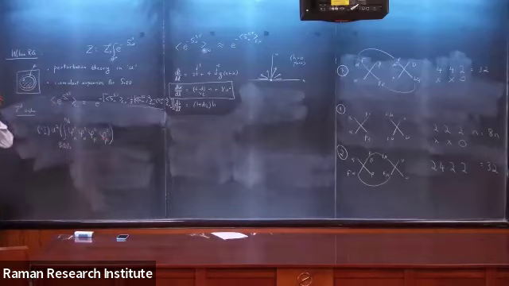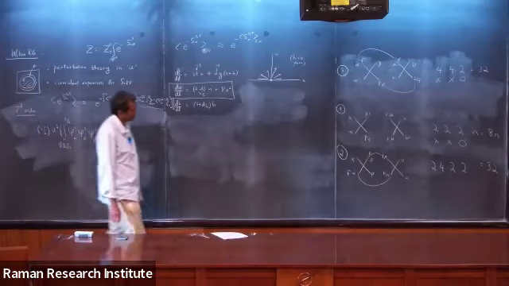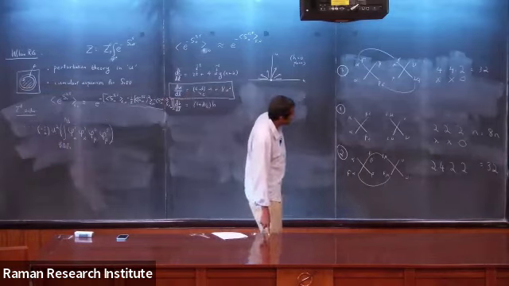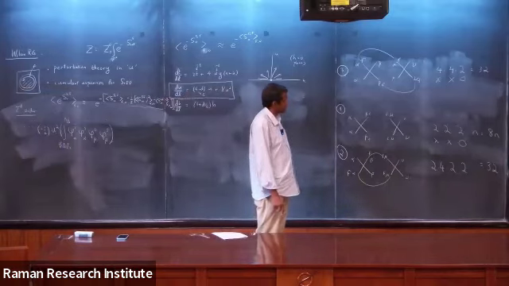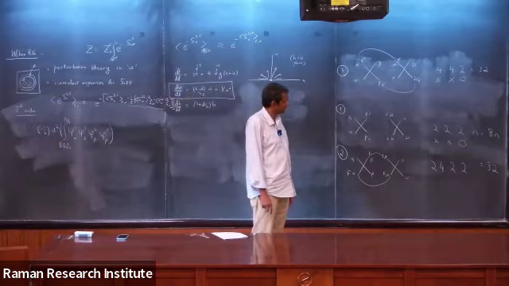Yeah, sorry. Yeah, yeah. There's just one component. Yeah. N is 1 for the Ising case. Yeah.